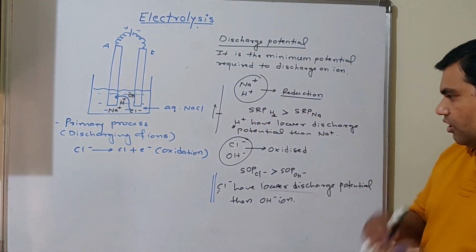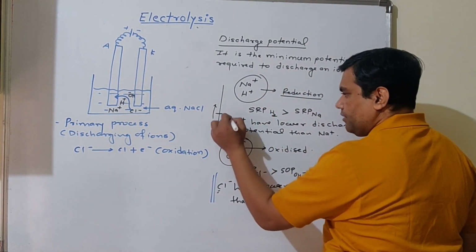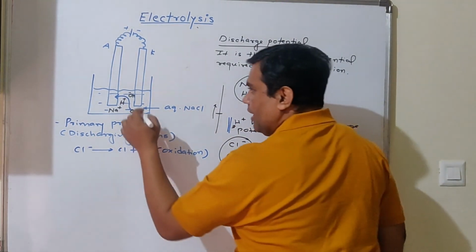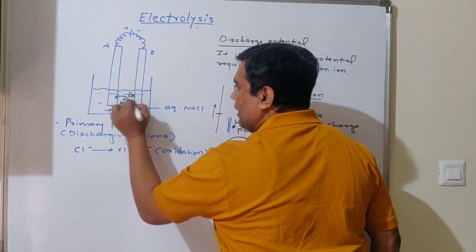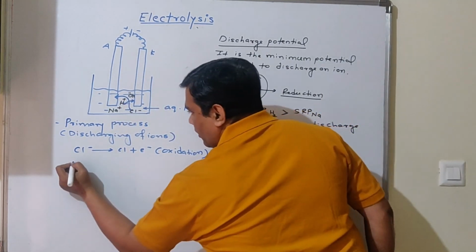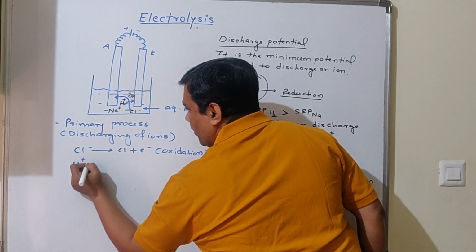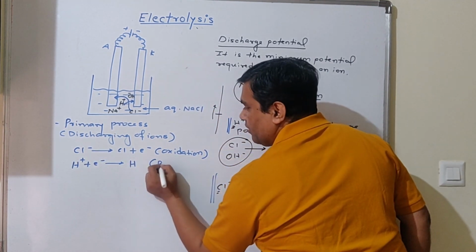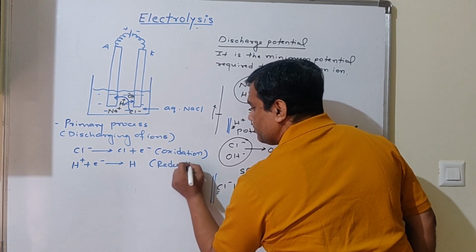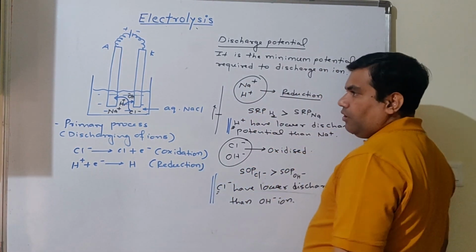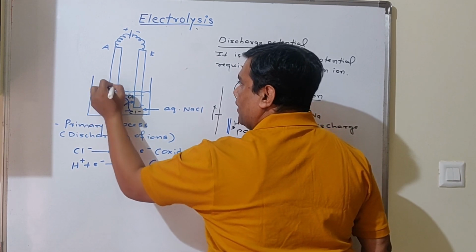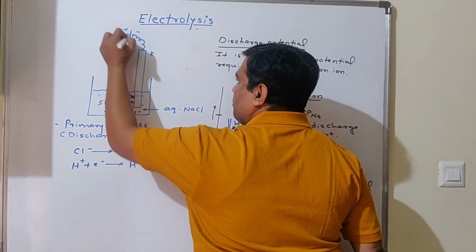Similarly, if we just talk about amongst the positive ions, H plus and Na plus, H plus wins the race, and this H plus will move towards the cathode. So this H plus will acquire an electron to form H, which is reduction. If we just talk about the Cl negative, it reaches over here, it becomes Cl, and the electrons move towards the positive pole of the battery.